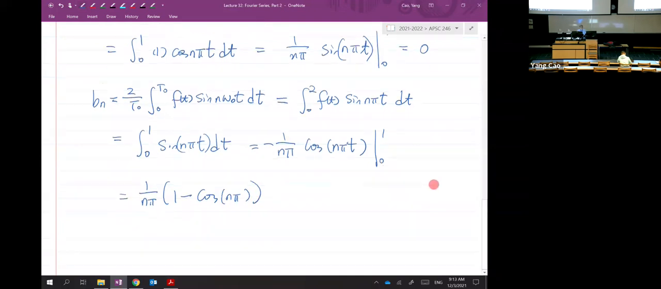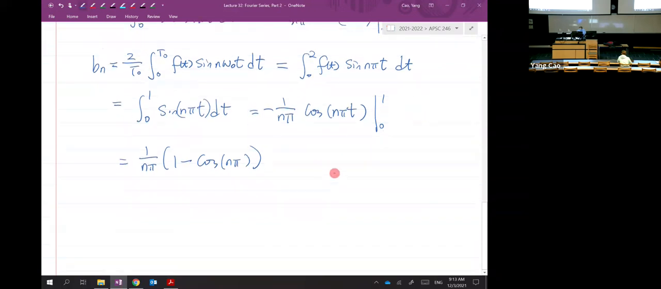So I left the cosine n pi here now, because it's not a simple 0 or 1 for cosine n pi. And again, you have to be able to know some of the very fundamentals about cosine. So this is cosine t. If you have a cosine t, this is how it looks.